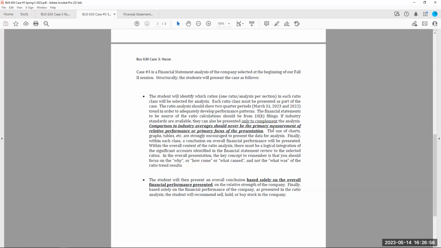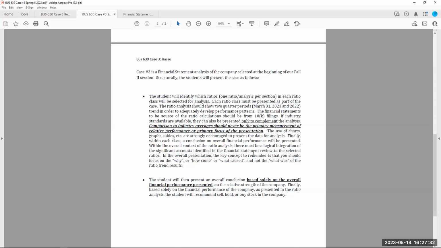In the overall presentation, the key concept to remember is that you should focus on the why, or how come, or what caused, and not what was. So just don't throw the data at me and then not say anything. That's what the 2 questions are there for. Why, how come, what caused, what are the trends over the last year, March 31st, 23, March 31st, 22, do you see? The student will then present an overall conclusion based solely on the overall financial performance presented.